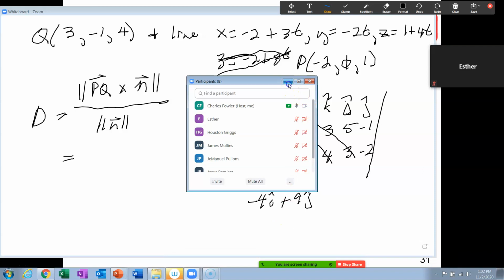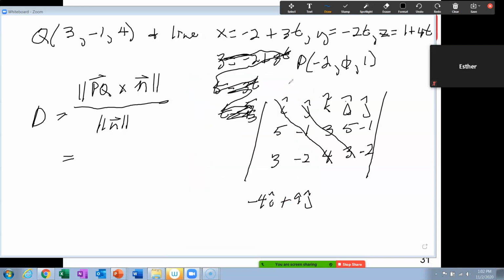Okay, so Esther, we're in chapter 11, vectors in the geometry of space, 11.5 lines and planes in space, and we're doing example 7 at the bottom of page 793, finding the distance between a point and a line. They gave us a point, 3, -1, 4, and this line, x equals -2 plus 3t, y is equal to -2t, z is equal to 1 plus 4t.